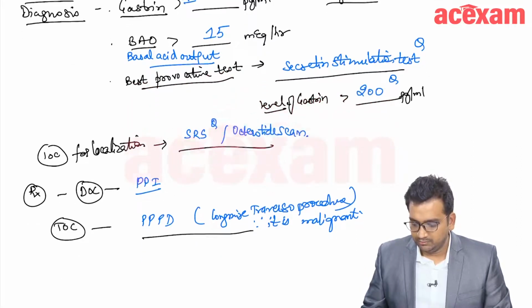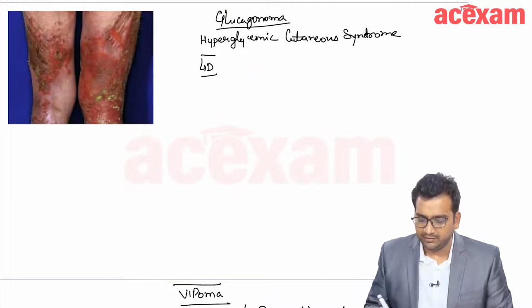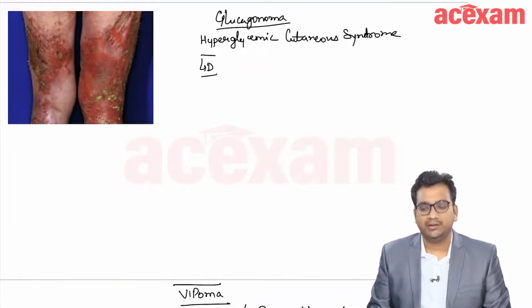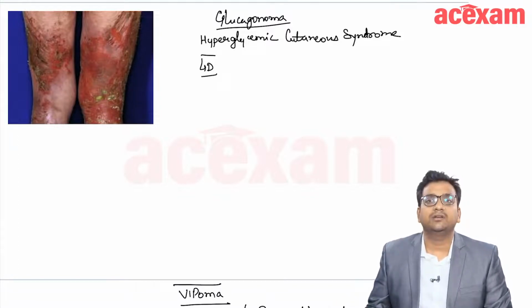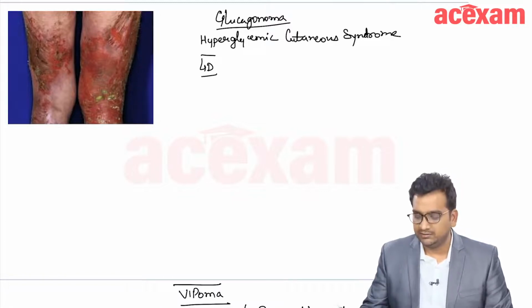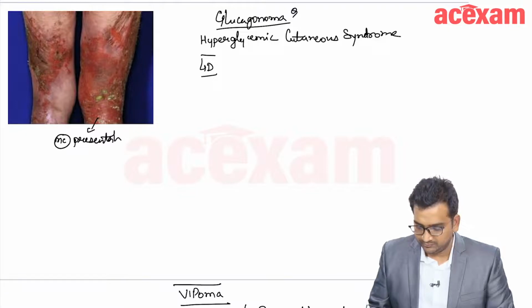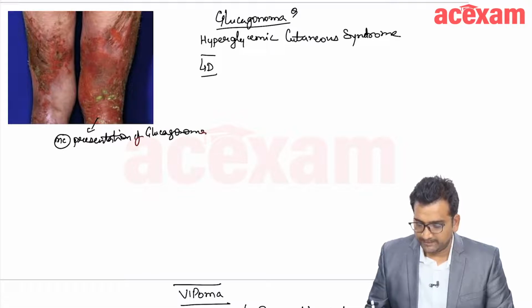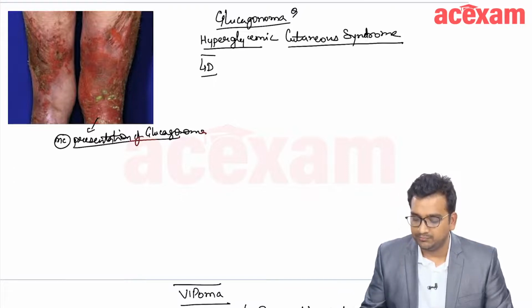Okay. So now the next topic is glucagonoma. What is this picture? There is a patient who is having diabetes, and along with diabetes, the patient is having this type of a skin lesion. What is the most probable diagnosis in this case? The answer is glucagonoma, and the skin lesion is the most common presentation of glucagonoma.